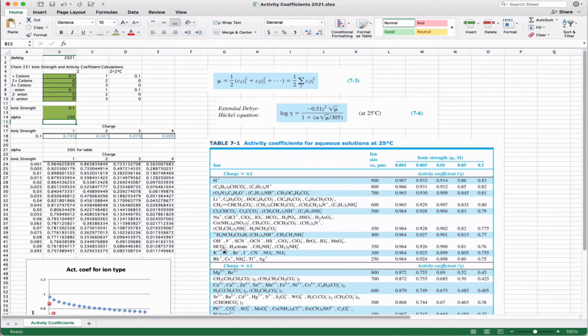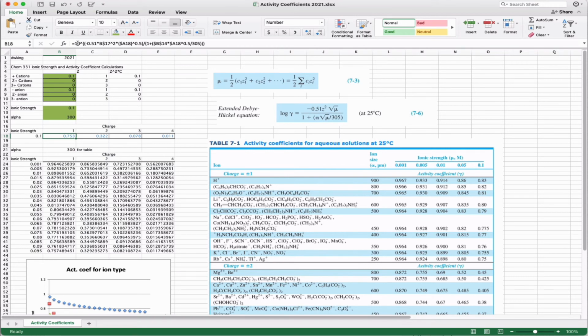And I want to do the same thing for chloride, and notice the chloride ion size parameter, excuse me, is 300. So I type in the 300. And we get something that's very similar. It's now a -1 species. The ionic strength hasn't changed. Here's my activity coefficient calculation.